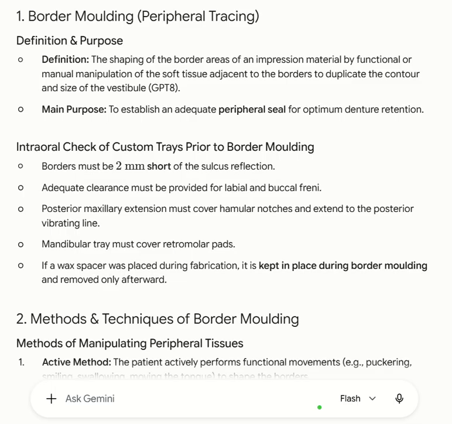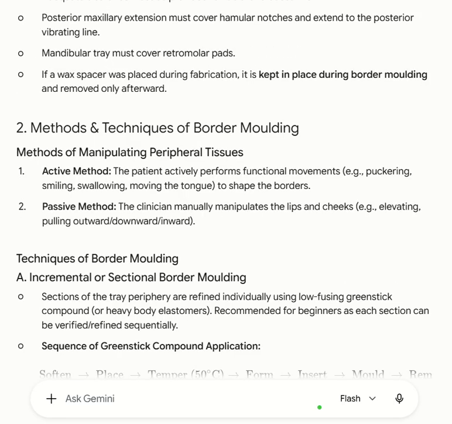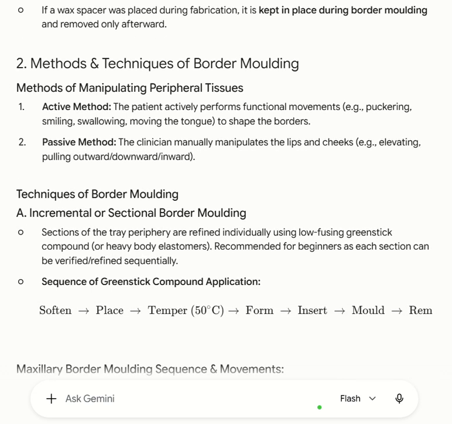2. Methods and techniques of border molding. Methods of manipulating peripheral tissues. Active method: the patient actively performs functional movements, e.g., puckering, smiling, swallowing, moving the tongue, to shape the borders. Passive method: the clinician manually manipulates the lips and cheeks, e.g., elevating, pulling outward, downward, inward. Techniques of border molding. A.